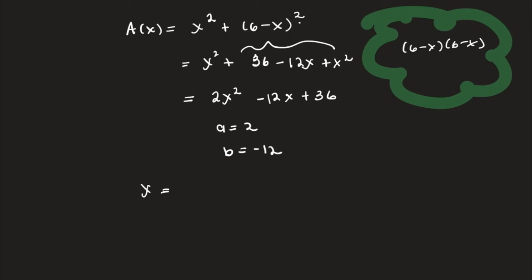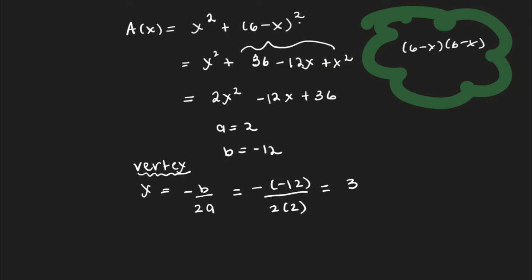So x is equal to the opposite of b all over 2a whenever we're trying to find our vertex. So we take the opposite of negative 12 all over 2 times 2, which is 12 over 4, which is equal to 3. So that gives us the value of x that will minimize.